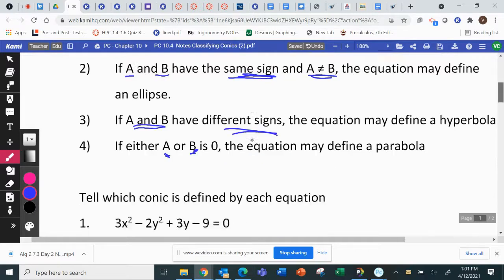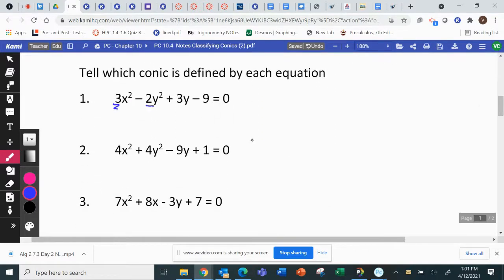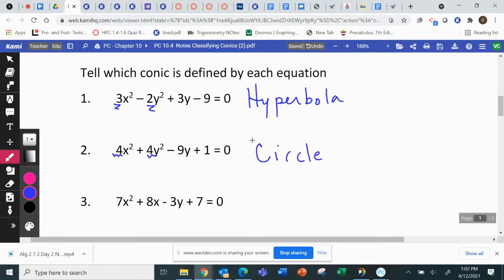So we look at the first example and we see that a is 3 and b is negative 2. Different signs. What's that one? Hyperbola. Question 2, we've got 4 and 4. Same number. So it might be a circle. 3, we have 7x squared, and there is no y squared. So what will we have here? Parabola.